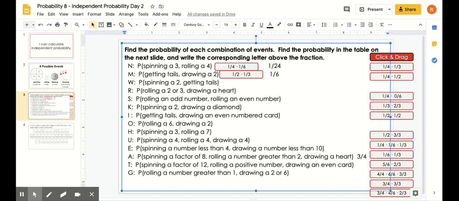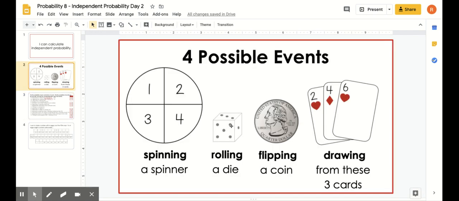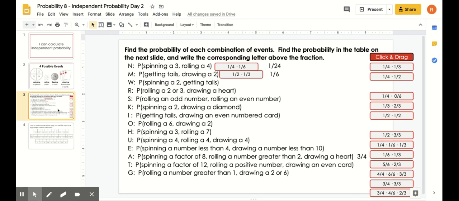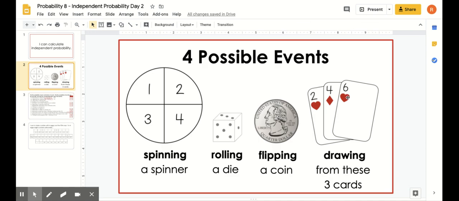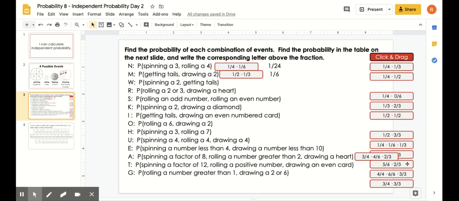Rolling a number greater than 2. For rolling a die, there's 6 sides. A number greater than 2 would be 3, 4, 5, 6. So that's 4 of the numbers. So 4/6. Most likely it's going to be this one, but let's just double check. Drawing a heart will be 2 of the 3 cards. So 2/3. And these will most likely be out of the way if we went in order.